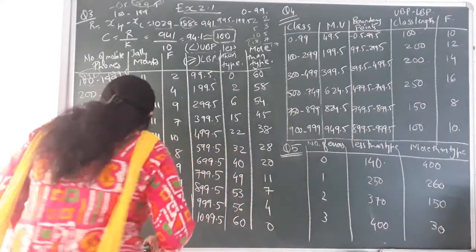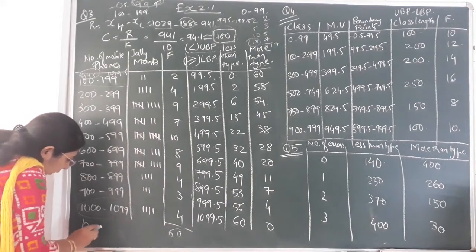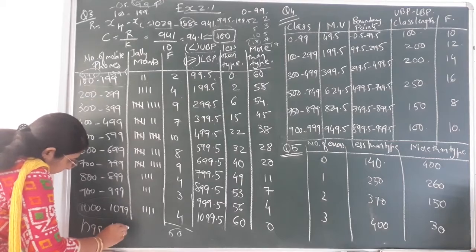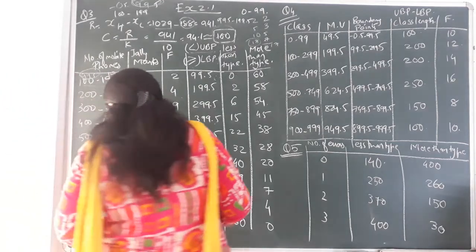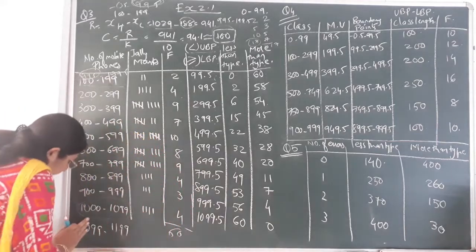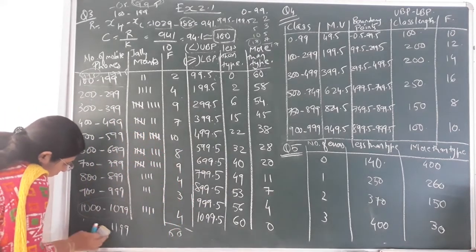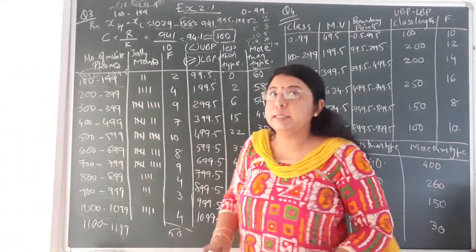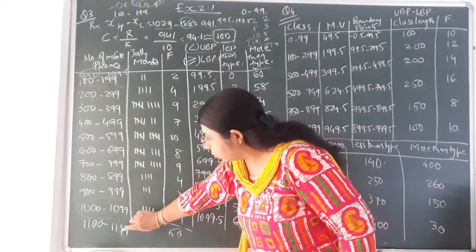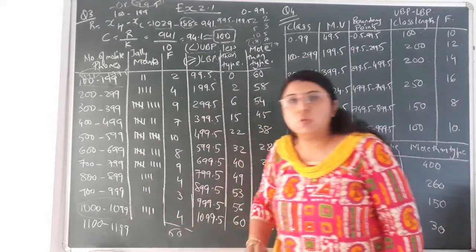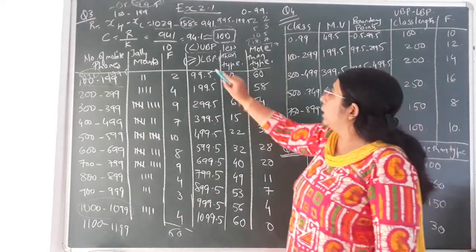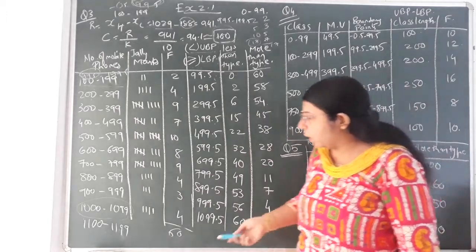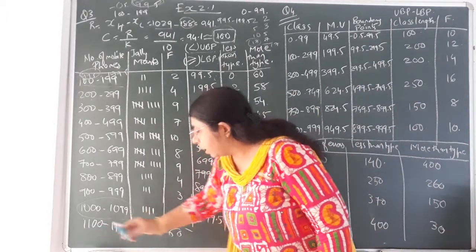Now the next class after this, what would it become? Sorry, my mistake, it would be 1100 to 1199. So after this the next class would come, 1100 to 1199. In the case of the more than type, that is greater than or equal to the lower boundary point, the lower boundary point would come to 1100 over here.